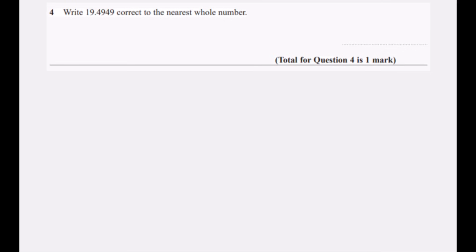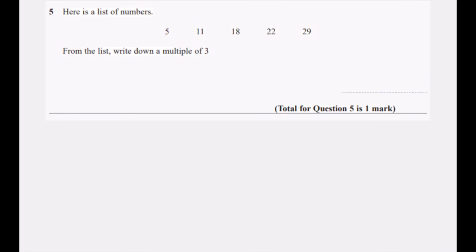Write 19.4949 correct to the nearest whole number. So we want to know, is it closer to, well, it's in between 19 and 20. So is it closer to 19 or 20? The first decimal point we're looking at, is it 5 or above? If it is, we'd round up. It isn't, it's a 4, it's going to stay as 19. It's less than 19.5. So it is 19.